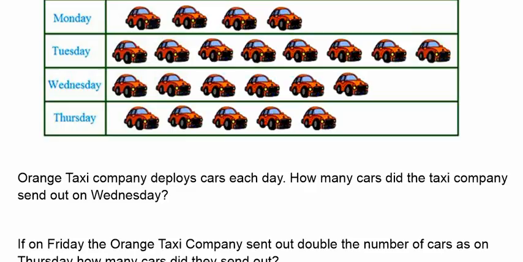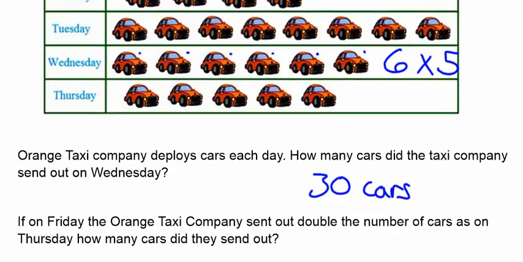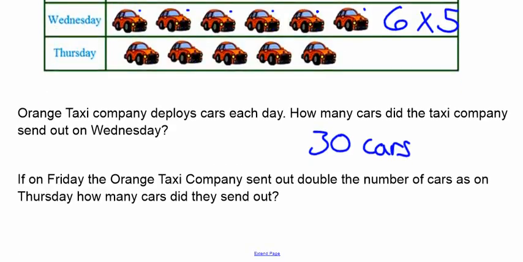So by looking at Wednesday, I'm going to count up the number of pictures. So I got 1, 2, 3, 4, 5, 6. Okay, 6 total, and I know that each one represents 5 cars. So 6 times 5 gives me an answer of 30 cars, or 30 taxis. So we have this idea. All right, use the table here and the information to solve this question now.